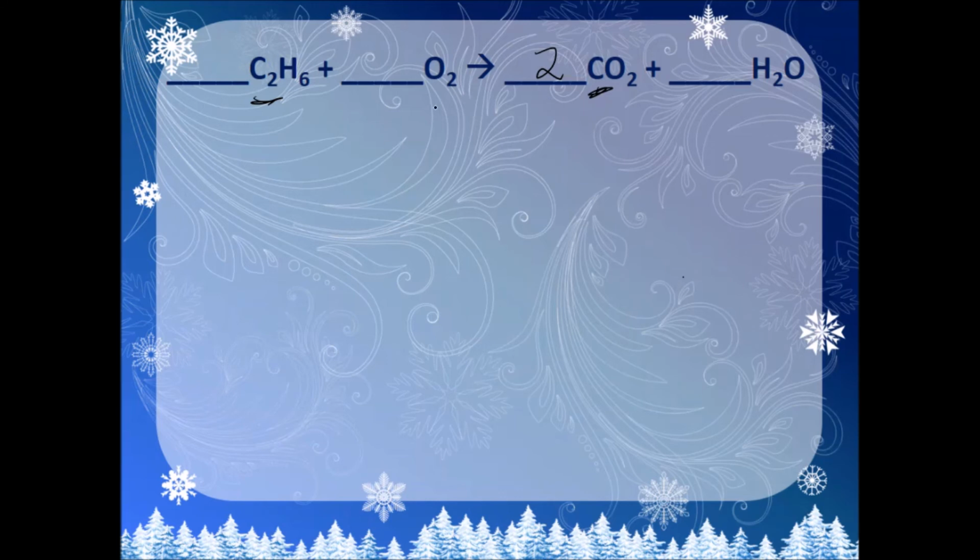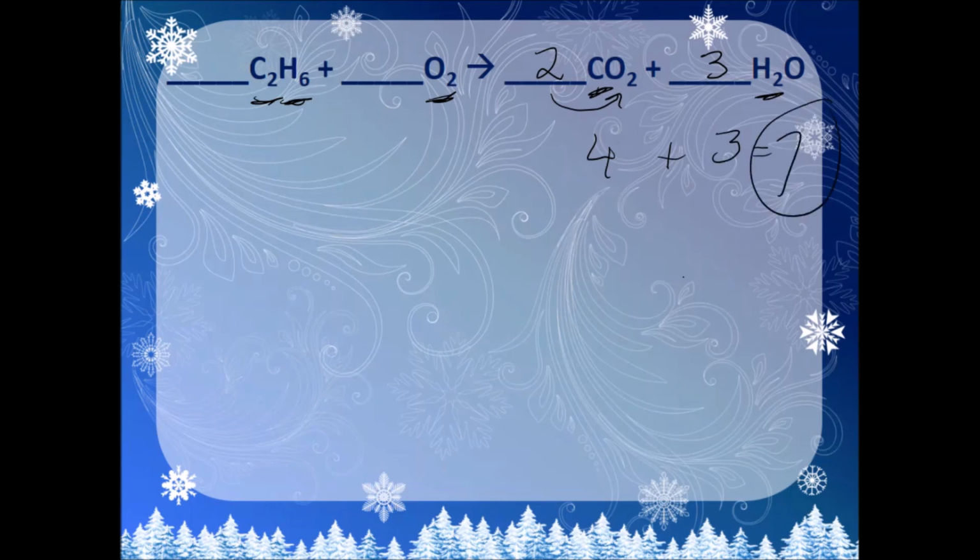So 2, 2. How many H's? What times 2 will give you 6? All right, how many O's? Okay, here we have another combustion reaction. So we have 2 sources of O's. 2 times 2 is... plus 3 more.